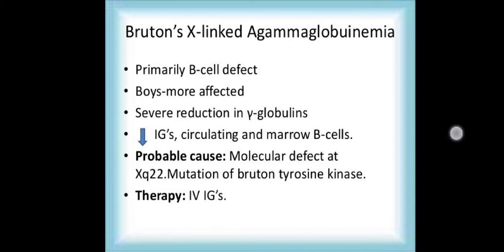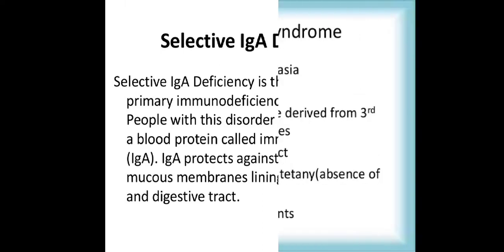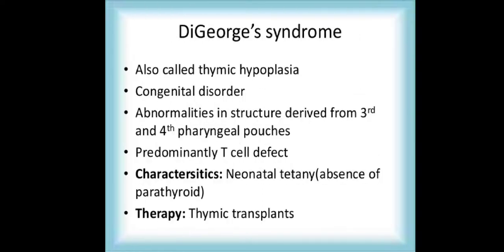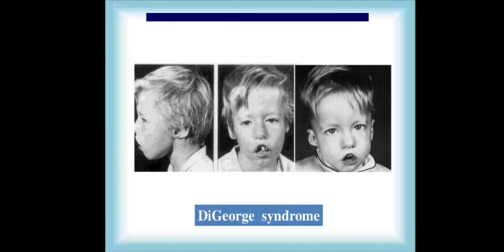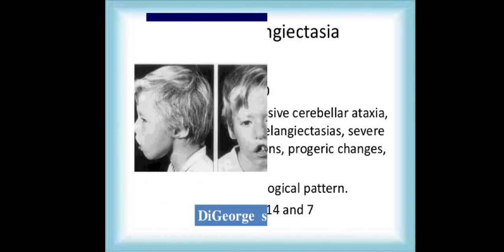DiGeorge syndrome, also called thymic hypoplasia. The defect is from the third and fourth pharyngeal pouches. So it is a primary T cell defect. Other associated features: absence of parathyroid leads to tetany. There will be associated heart diseases. The specific therapy for DiGeorge syndrome is thymic transplant. They have characteristic faces, long faces.